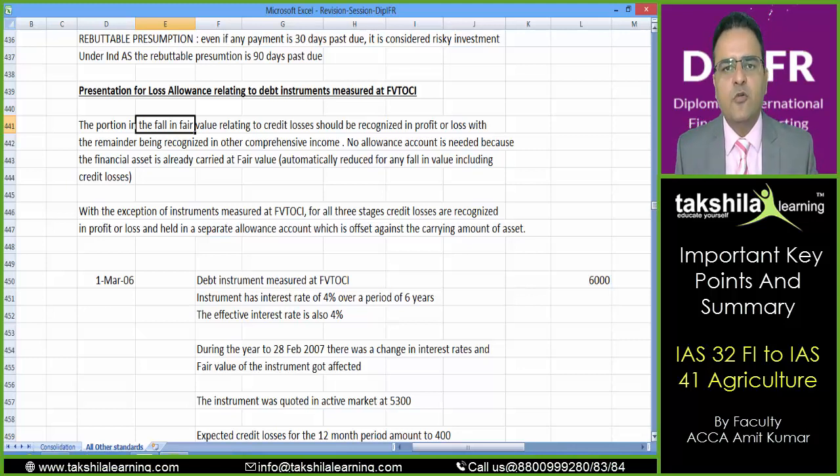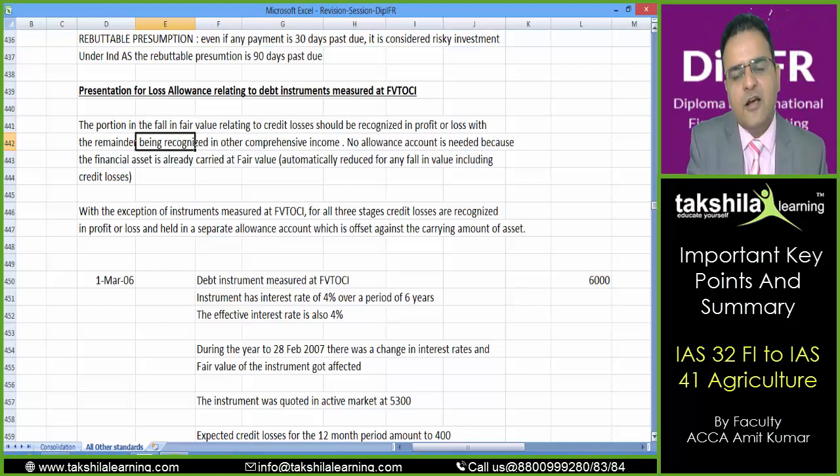Because we are measuring it at fair value through OCI, we are supposed to take the difference entirely to fair value through OCI. But if there is a credit loss relating to it, that credit loss should be shown as part of P&L. Any remaining balance we can show as part of OCI. So for the remainder recognized in OCI, no allowance account is needed because the financial asset is already carried at fair value. With the exception of the instruments measured at fair value through OCI, for all other debt instruments, depending on their stage, we create a loss allowance and any fall will be set off through that loss allowance. So for a fair value through OCI item, we do not create any allowance. The credit losses will be taken directly to P&L, and the other difference will be taken to OCI.